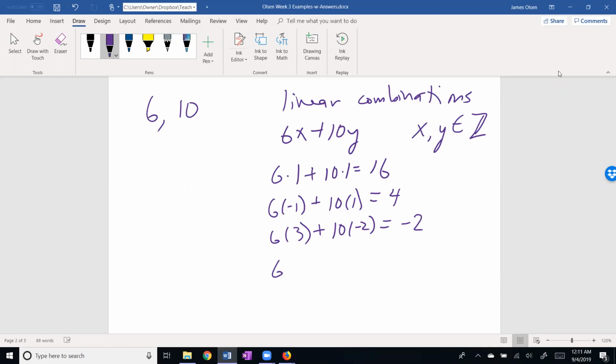6 times 2 is 12 plus 10 times negative 1 is equal to positive 2. And positive 2 is the smallest positive number that I can get doing a linear combination. I cannot combine 6 and 10 to make 1. The greatest common divisor of 6 and 10 is 2. This is an example of our theorem. Linear combinations are huge in this course.